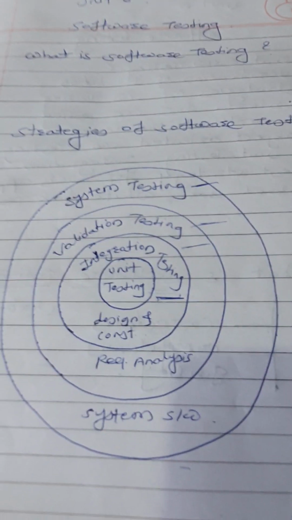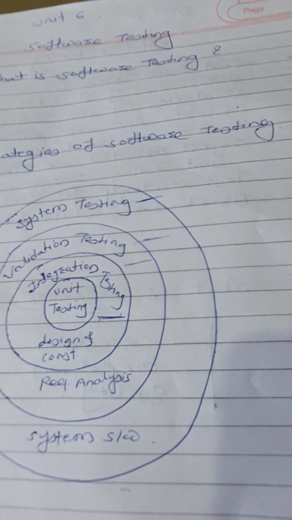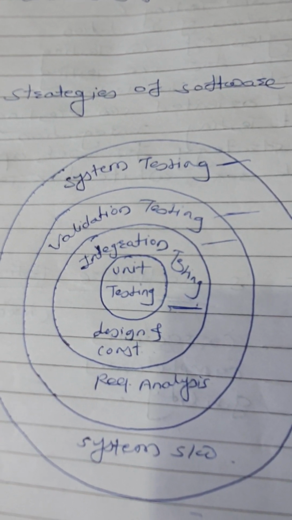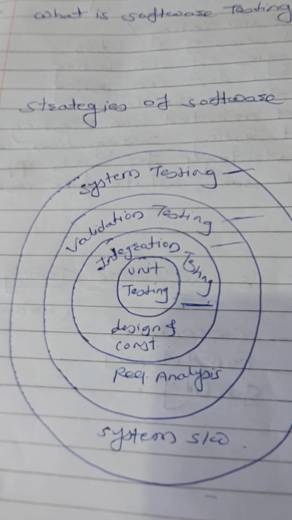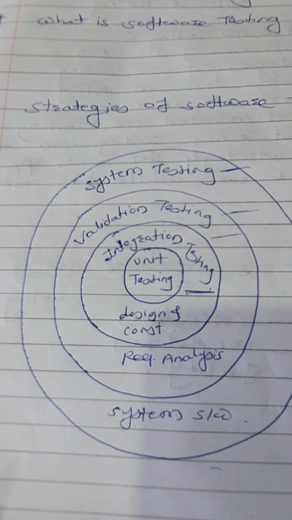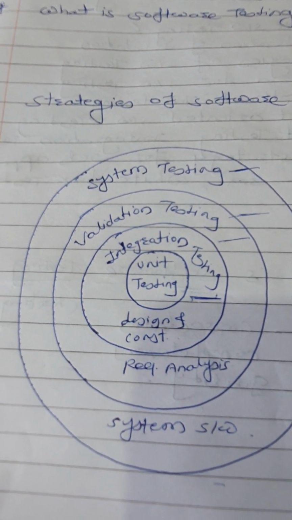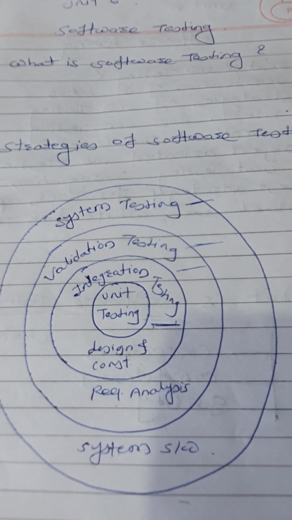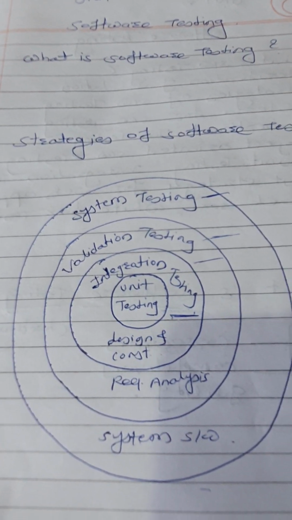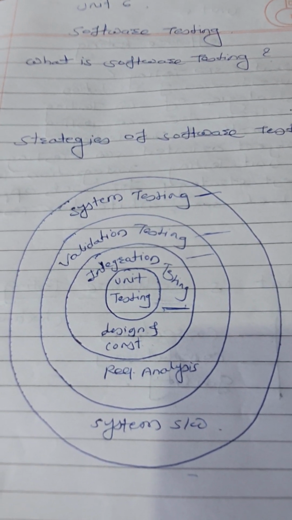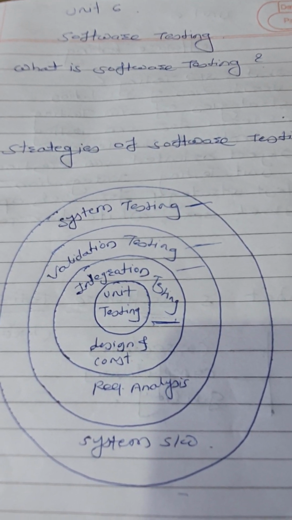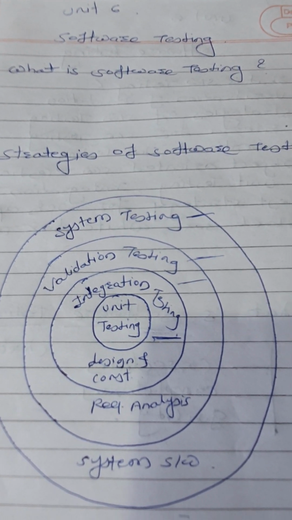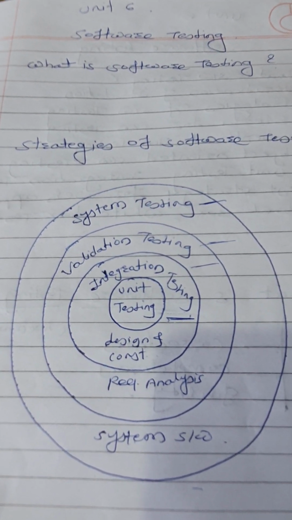So first, what is software testing? Software testing is the process used to identify correctness, completeness, and quality of developed computer software. These strategies of software testing look like a spiral model of software engineering. The structure looks like a spiral, so the strategies of software testing move along a spiral model. So first phase is unit testing.